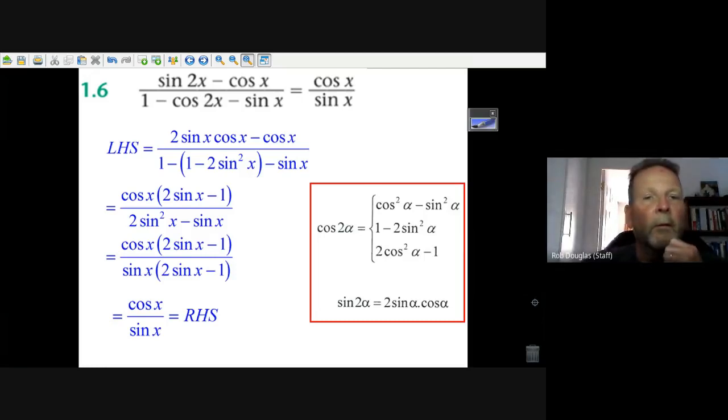Okay, I'm going to go over a proving identity problem kind of slowly and just see if we can make some sense of these questions. Okay, here's the question. We've got sine 2x minus cos x over 1 minus cos 2x minus sine x, and we're supposed to prove that it equals cos x over sine x.